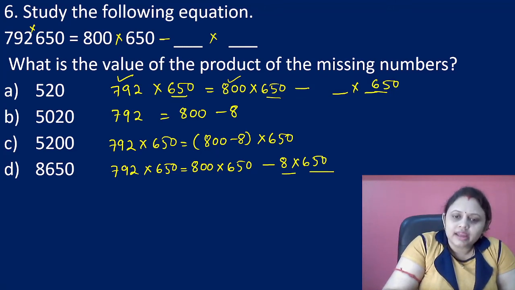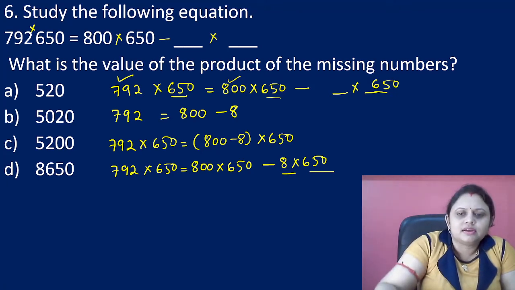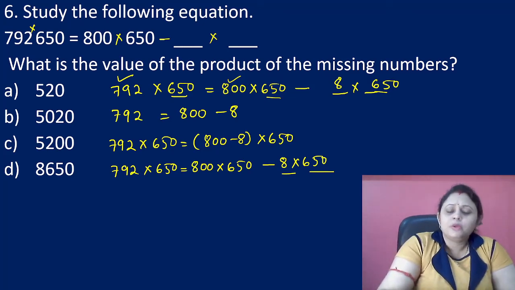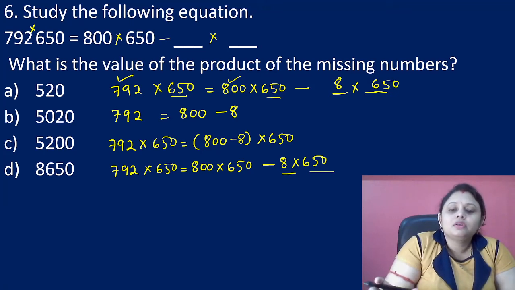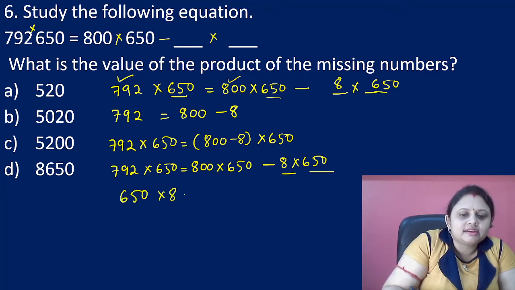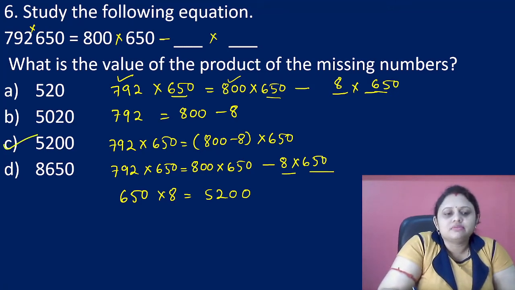Understood? ऐसे होता है. These are the methods. So we don't need to fill in the blanks. 8 into 650 we don't need to find out. What we need to find out is the value of the product of the missing numbers. Means 8 into 650 का प्रोडक्ट क्या होगा? 650 into 8 is equal to 5200. So it is our correct answer, option C, 5200. Okay बच्चों, you got it?